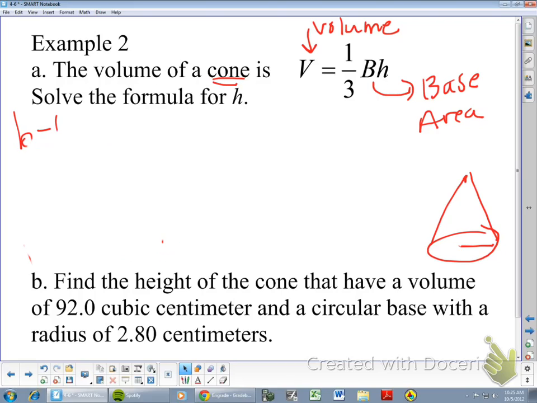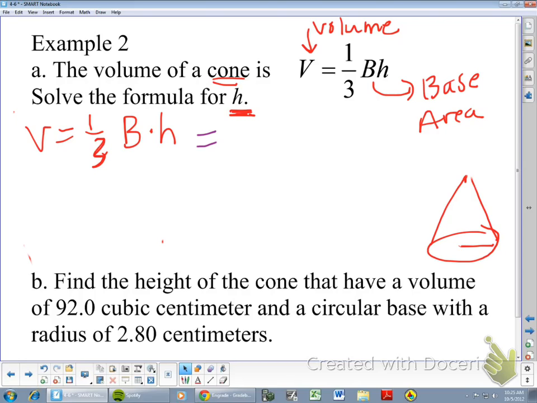Okay, so you should have that all in your notes. Right now I'm going to solve the formula for the variable h. So let's just rewrite the formula here. 1/3 base area times height. That's how you read that uppercase B. It's base area. All right, the things that I have on the same side as height are the 1/3.